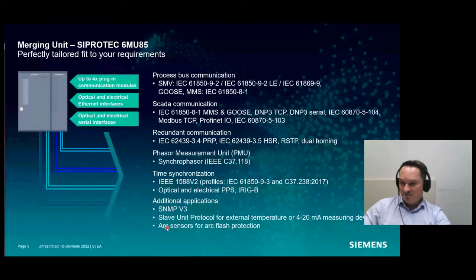So as you can see, there are really a lot of possibilities we have in one device, which is called 6MU85. I would say this is just a short overview of our features, benefits and functions which we have in our merging unit. Now I would like to forward the presentation to Jose.